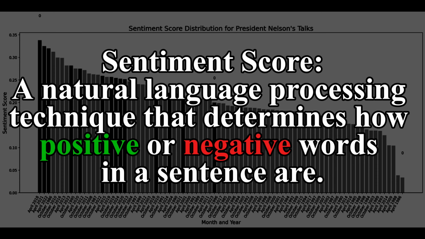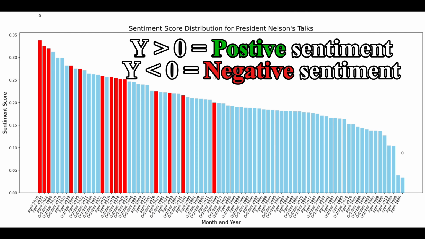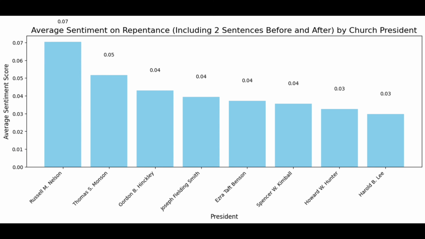Sentiment score is a natural language processing technique that determines how positive or negative words in a sentence are. So we can say generally that President Nelson's sentiment score has increased as he's become the president of the church. Here are the sentiment scores from the most recent General Conference. This graph shows the average sentiment score of repentance during whatever prophet's ministry.